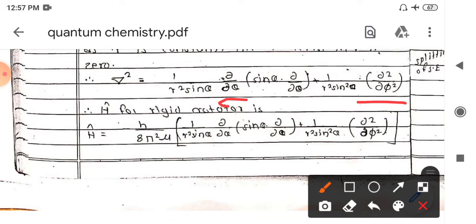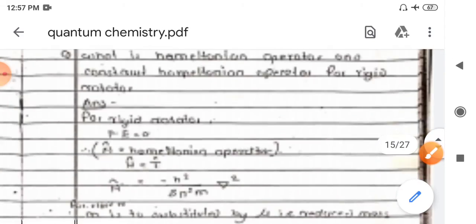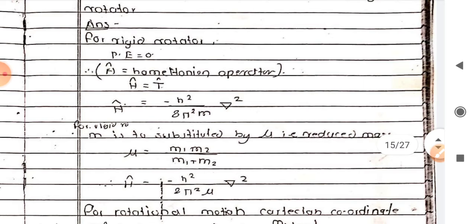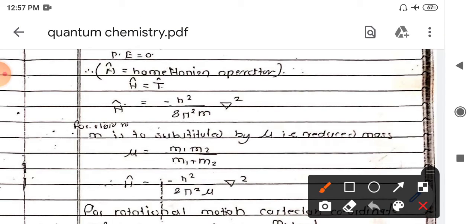Now we have to substitute this equation into our standard Hamiltonian equation. The Hamiltonian is nothing but the total energy of a system, given by this formula. Previously we had the standard formula H psi equals E psi. So in the derivation, H cap, the total energy of a system, is nothing but minus h square upon 8 pi square m into grad square.